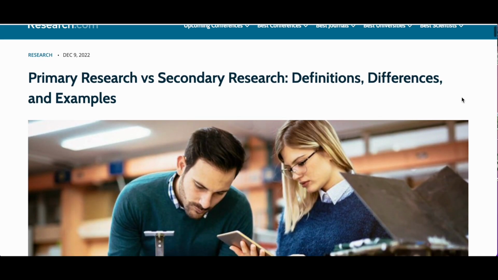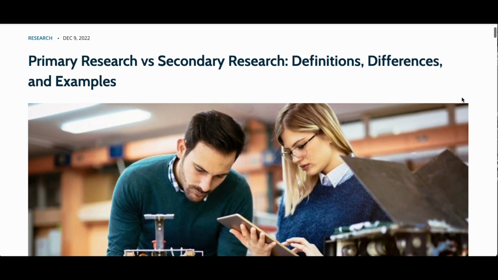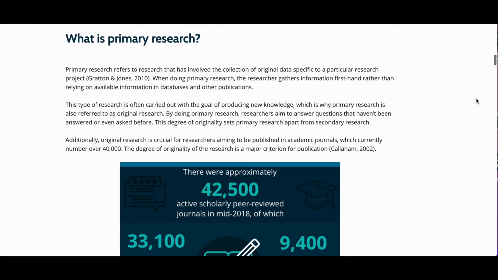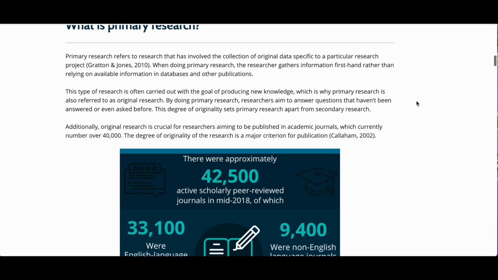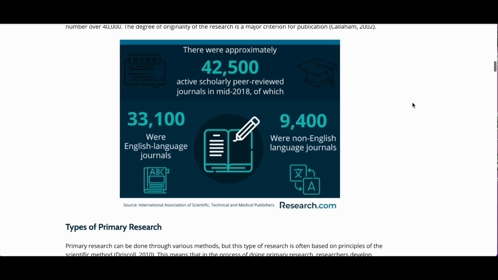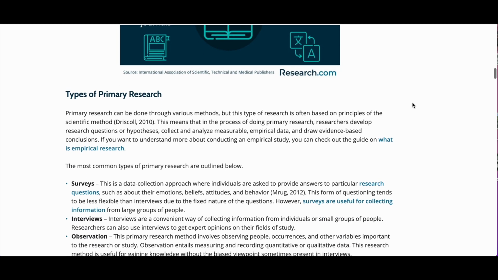So we talked about this distinction earlier in the semester when we talked about primary research, that there are these two types, primary and secondary. So primary research is research that you do on your own, that involves the collection of original data specific to a particular research project. When doing primary research, the researcher gathers information firsthand rather than relying on available information databases and other publications. So if you've done an interview for your wiki so far, that's primary research. That's first person gathering of information.